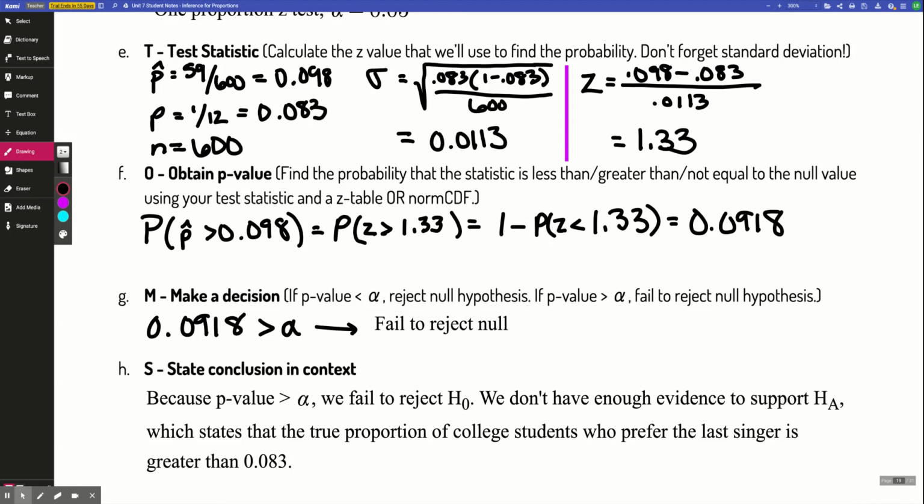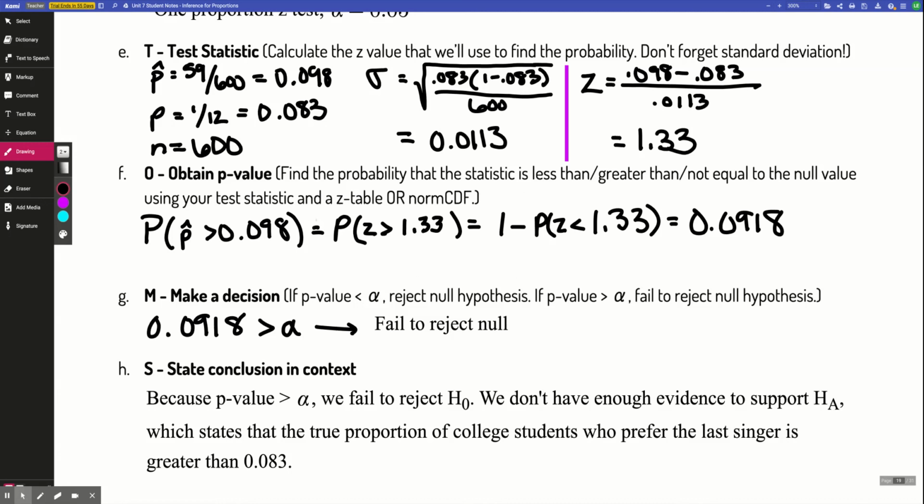Then I'm plugging all of that into my test statistic formula. So I did my data point, which is the sample proportion, 0.098, minus my population value or my claim, 0.083, divided by the standard deviation, and I got 1.33, okay? So once we get to O, that's obtaining your p-value. So that's where you break out your z-table or your calculator to use normal CDF, okay?